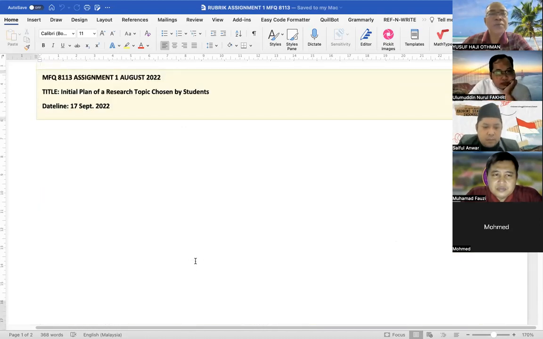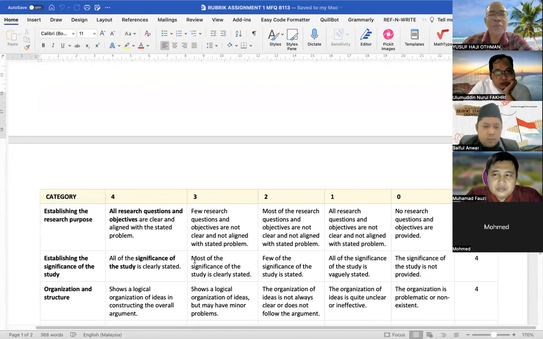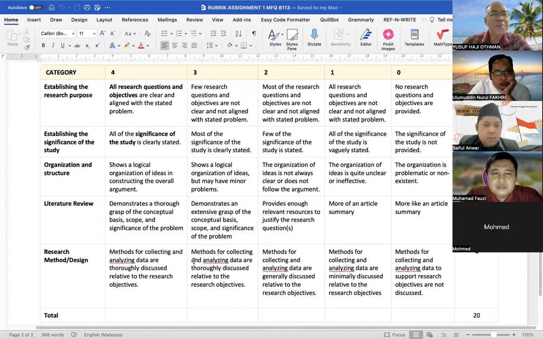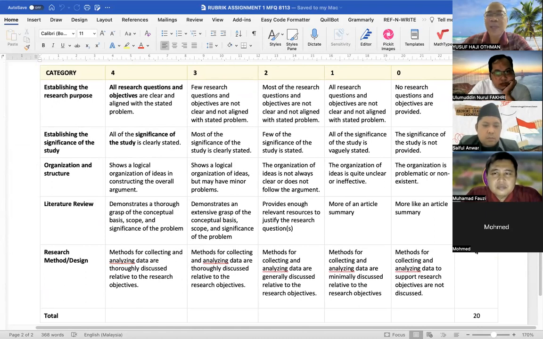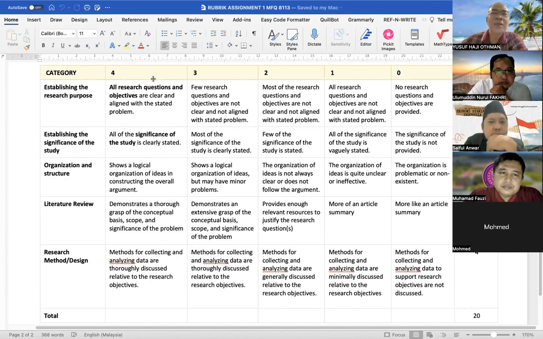Okay, I'm sure you have submitted, but please improve again by looking at this rubric, yeah, and then send to me next week, inshallah. So next week I will start marking your first assignment. Yeah. So please improve whatever that you have sent, and look at this rubric. Look at number 4, yeah, and inshallah, you will get high marks. So the first assignment is 20 marks. Yeah? Full marks is 20.